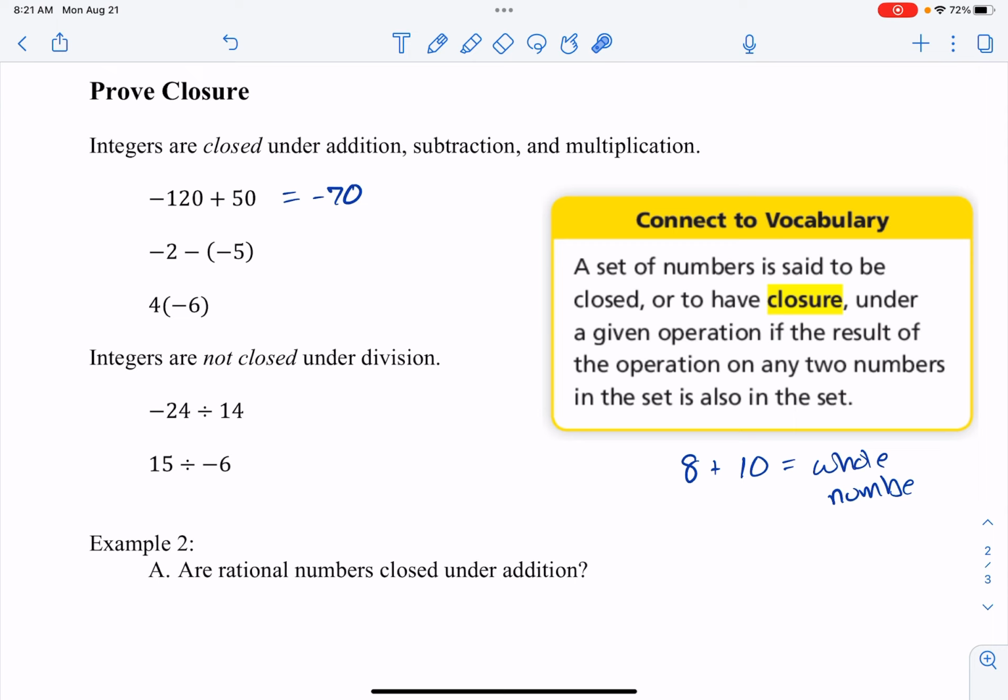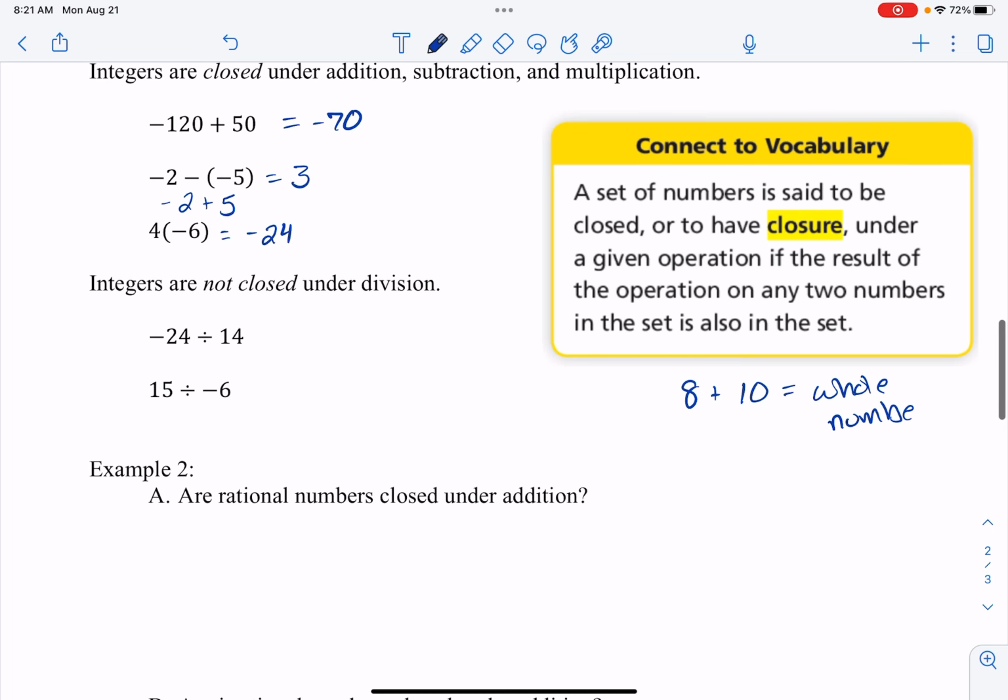Here's another one, subtraction. If I take an integer and subtract another integer, negative 2 minus a negative 5, that would be negative 2 plus the opposite of negative 5, which is 5. So that gives us 3. Again, also an integer. Integer minus integer is integer. And if I multiply, also an integer. So they're closed under addition, subtraction, and multiplication, but not under division.